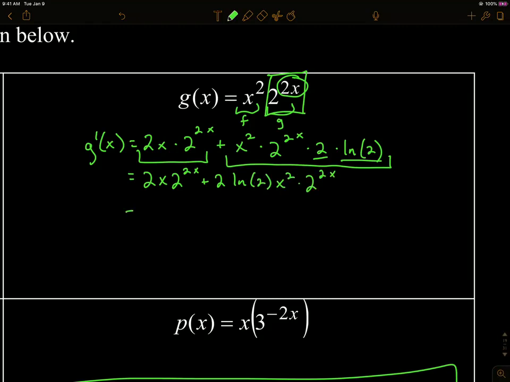Now I'm looking for a common factor here. So it looks like I've got the 2 in common, so I'm going to factor that out. Looks like we have an x in common, so I'm going to factor that out. And it looks like the exponential is also in common. So that's my common factor. So now when I divide it out, it all divides out of that first term and we just have 1. And then plus the 2 divides out. I've got an ln of 2 left, and I also have an x left.